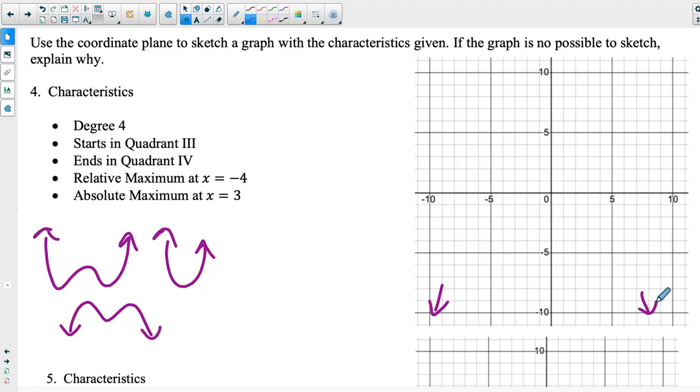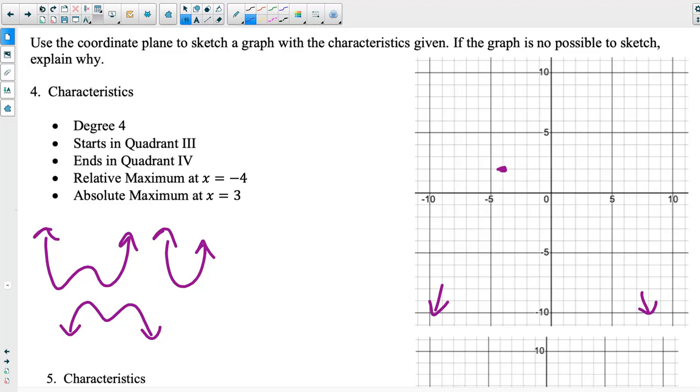It tells me I have a relative max at x equals -4. So a relative max also means I have a turn at -4. So at -4, I'm just going to put a dot right there. Gabe decides to put a dot right there, and Aiden decides to put a dot up here. It doesn't matter. Okay? We just have to know that we're going to have a turn at that said dot.